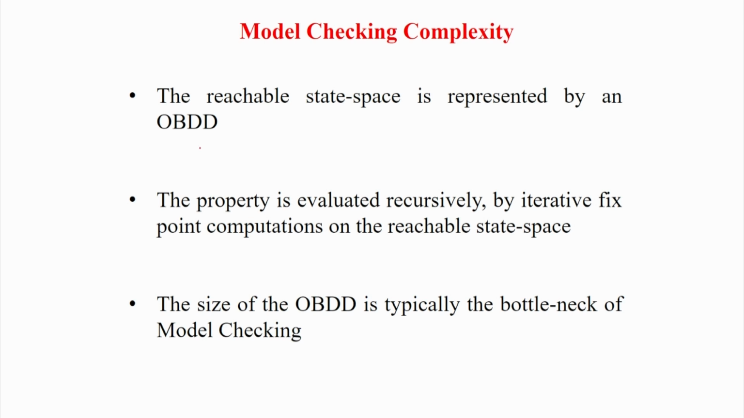The main problem of BDD is the reachable state space, which is quite large. In bounded model checking, we restrict the reachable state space. In OBDD or symbolic model checking, the property is evaluated recursively by a fixed point computation on the reachable state space. In BDD, the reachable state space is the entire system, but in bounded model checking, the reachable state space is restricted by the bound. So it actually helps us in solving it.